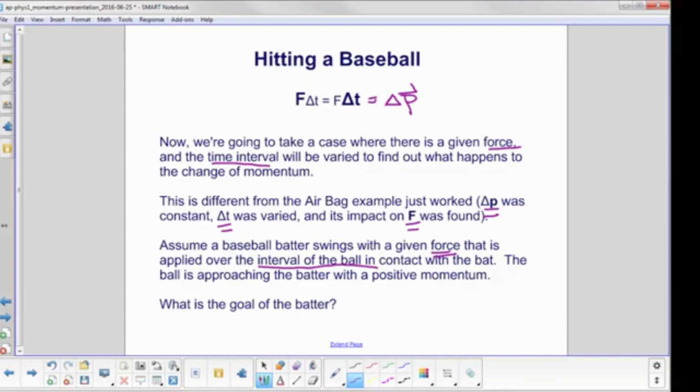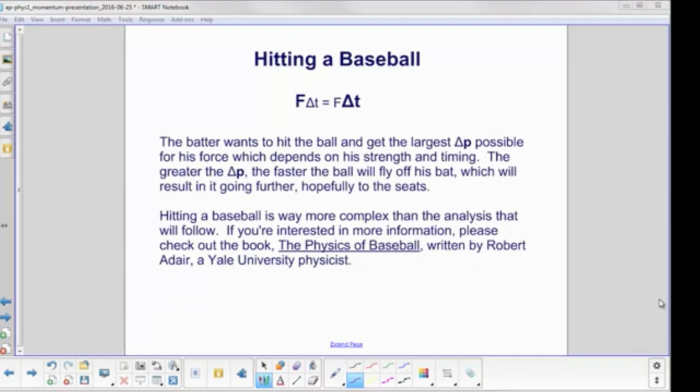We could have chosen negative, but in this case we'll choose positive. What is the goal of the batter? The batter wants first of all to hit the ball, and then his next job is to get the largest change in momentum possible for his force, and that force depends on his own strength and timing. The greater the change in momentum, the faster the ball will fly off his bat, which will result in it going further, hopefully to the seats. He's probably not thinking about getting a momentum change, but he does want to hit the ball very far.